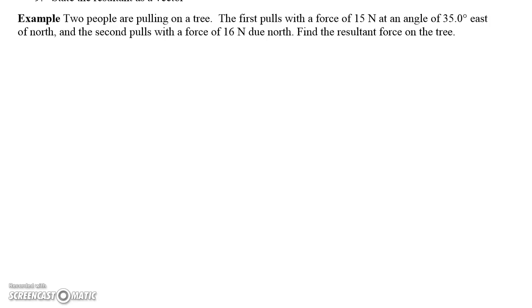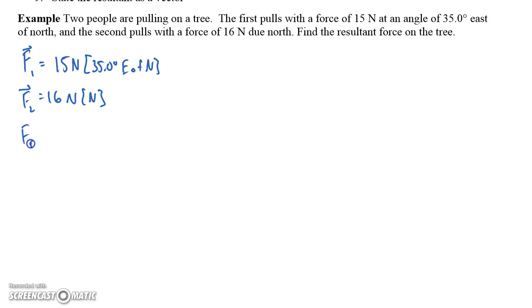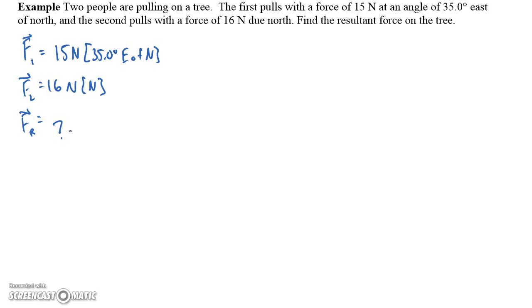So start with what we know. We know F1, our vector, is 15 newtons, 35.0 degrees east of north. F2 is 16 newtons north, and what we're looking for is FR, our resultant. Okay. Step 2, sketch a vector addition diagram.